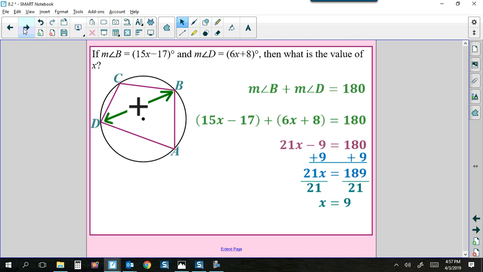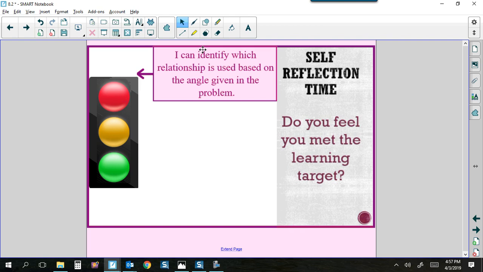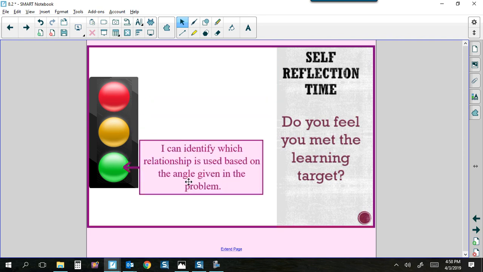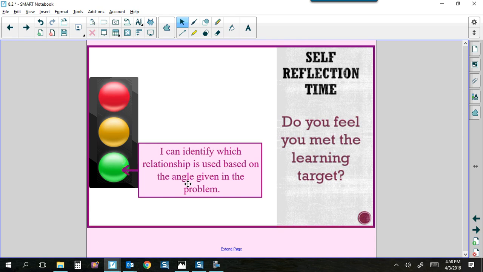Not bad at all. So that's the conclusion of lesson 8.2, our circle angle theorems. The main thing, really the only new thing from the geometry point of view, is can you identify which relationship is used? Is it going to be the interior angle or exterior angle or central angle or inscribed angle? Which formula are you going to use to solve the problem? Once you determine that, provided you can solve equations, you should have no difficulty getting the correct answer. So just make sure you are able to identify the picture.